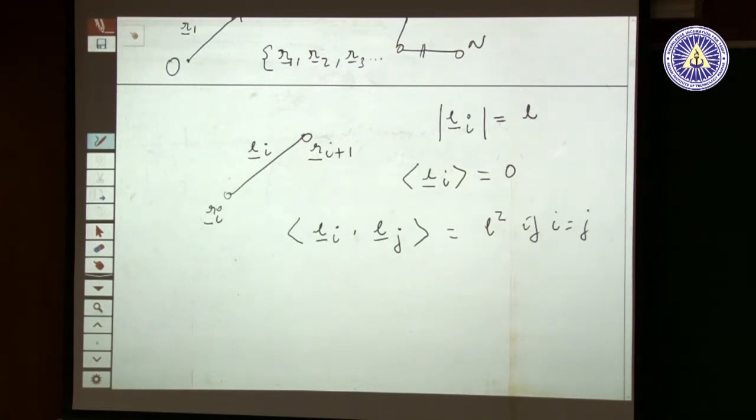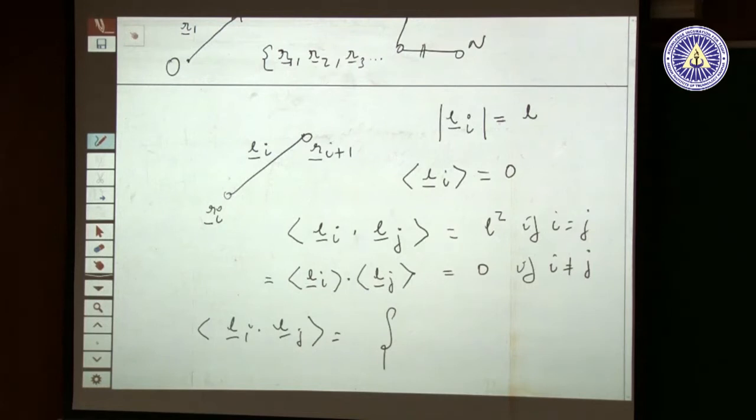On the other hand, it would be 0 if i is not equal to j, because the vector Li is completely uncorrelated with the direction of Lj. It could be anything. So, the average of the product is the product of the averages, and each of them is 0, and so 0. A simple way of writing this would be using what is called the Kronecker delta. So, this would be L squared delta ij.